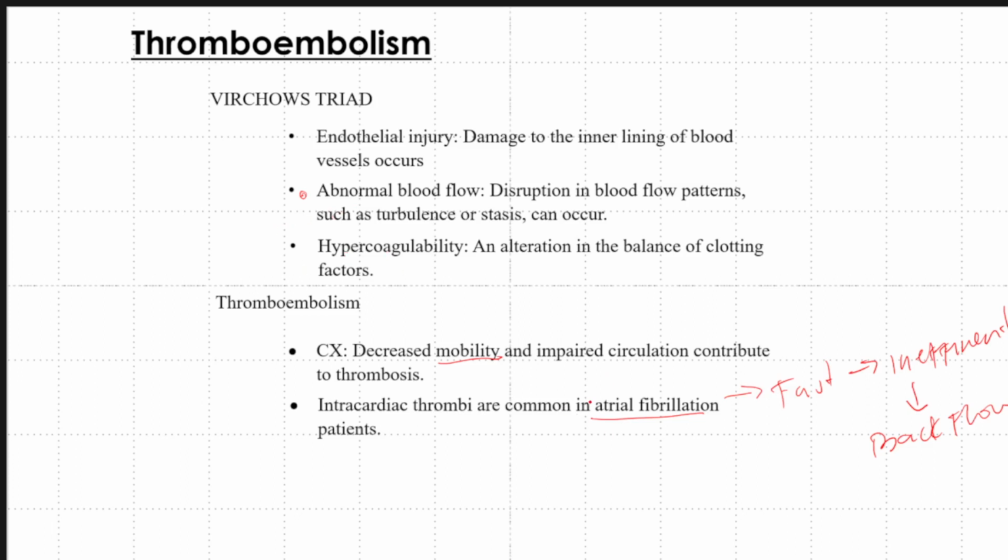Kaya, it increases the chances of intracardiac thrombi. Kaya common to sa atrial fibrillation, not only in atrial fibrillation but also in heart failure, post-heart failure patients natin. Okay, post-heart failure patients. Now, it can be detected by the use of what you call electrocardiogram.